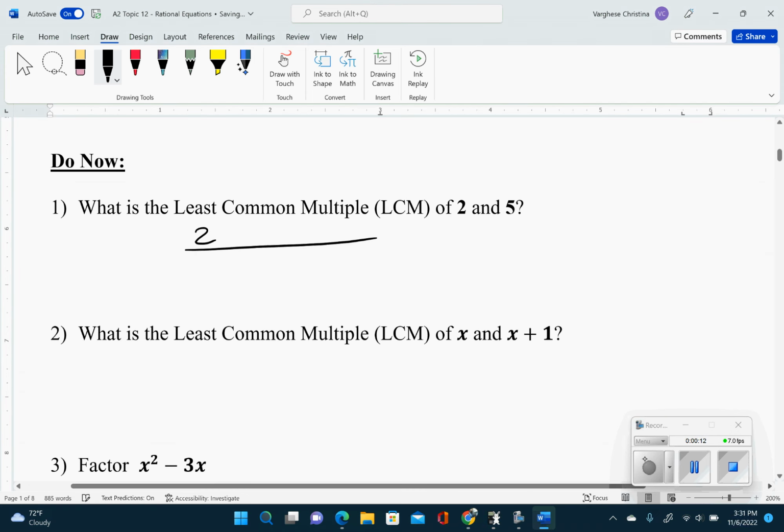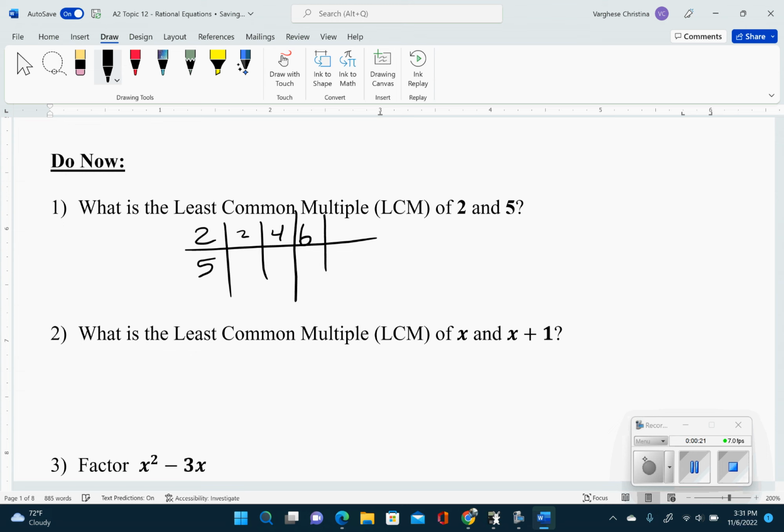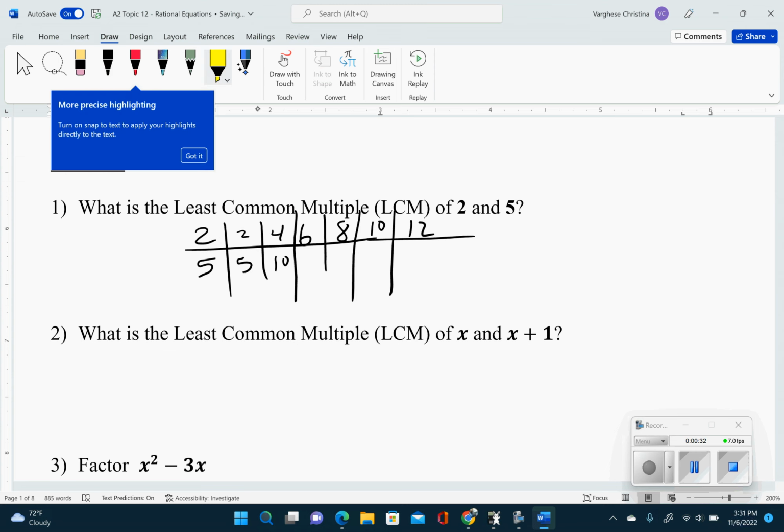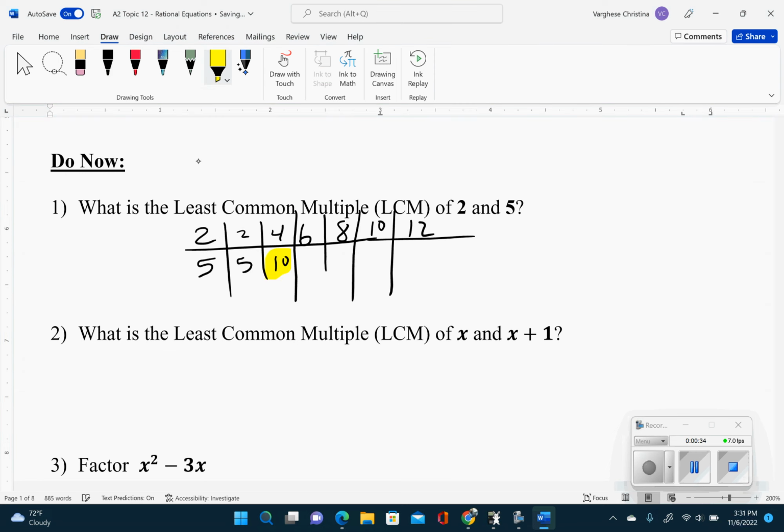The easiest way to do that is to list what the multiples are. Multiples of 2: 2 times 1 is 2, 2 times 2 is 4, 6, 8, 10, 12, and we can keep going. Multiples of 5 are 5, 10. As soon as we see that the multiples are the same, we can stop. So the least common multiple between 2 and 5 is going to be 10. So 10 is our least common multiple, okay?